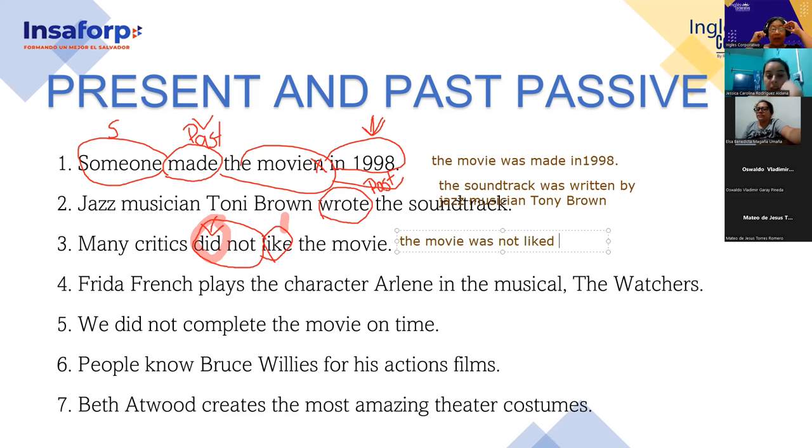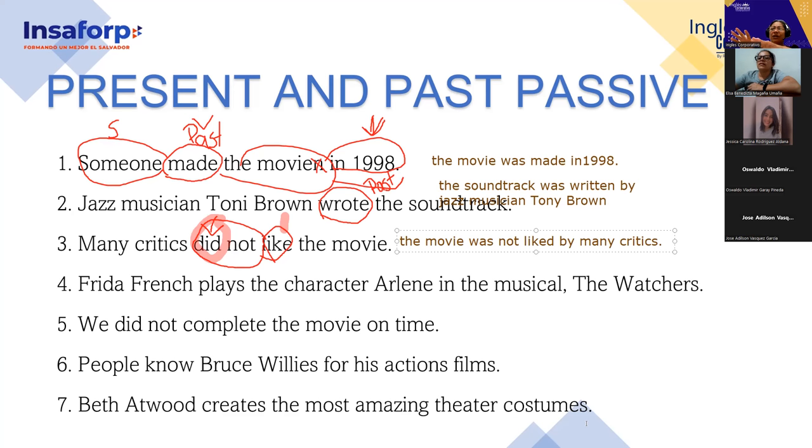By many critics. Okay. Teacher, yes. El did se utiliza para oraciones negativas en pasado. Did for negatives, solo por. Y no importa el pronombre. Puede ser many critics, puede ser they, puede ser Susana, puede ser whoever. The auxiliary is did. Es que eso se nos había olvidado. Ok.